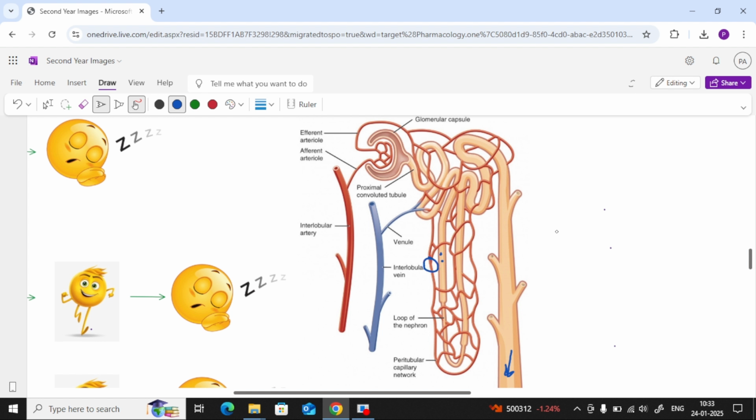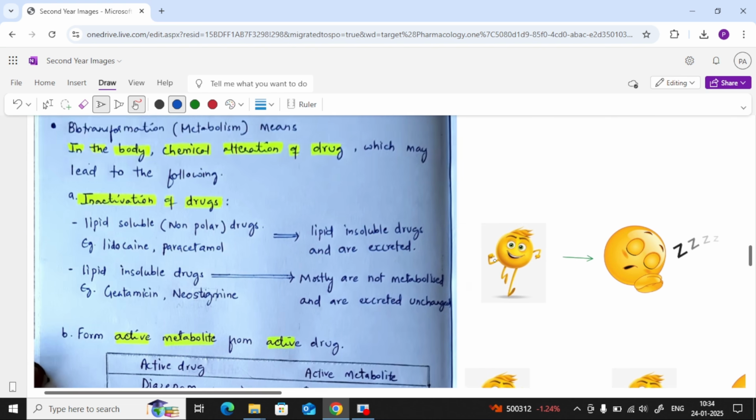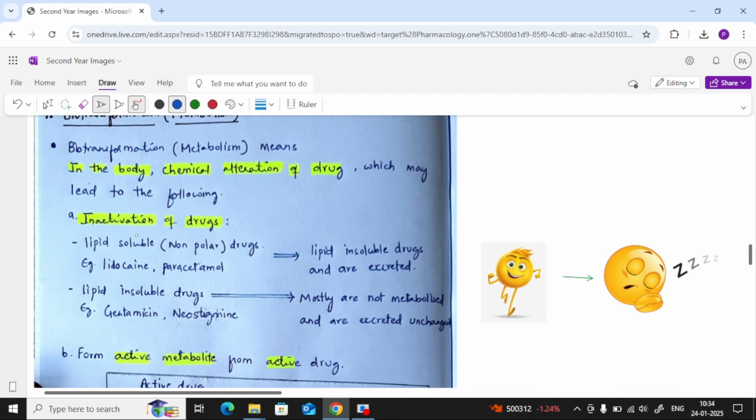So all these membranes are made up of what? Lipid. If the drug is lipid soluble, it will be able to cross this membrane. But what do we want? We want the drug to be inside the renal tubule to be excreted. So we convert lipid soluble drugs to lipid insoluble drugs. I hope you understand now that the purpose of biotransformation or metabolism is converting lipid soluble drug into lipid insoluble drug, so that they remain in the renal tubules and are excreted.